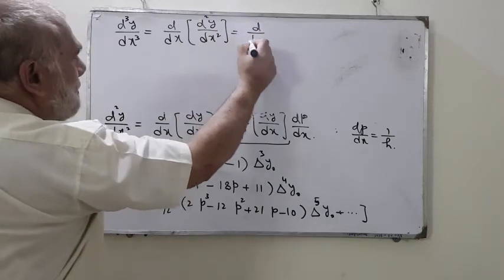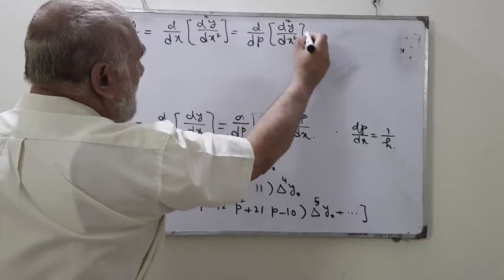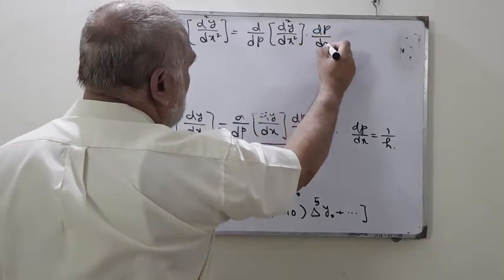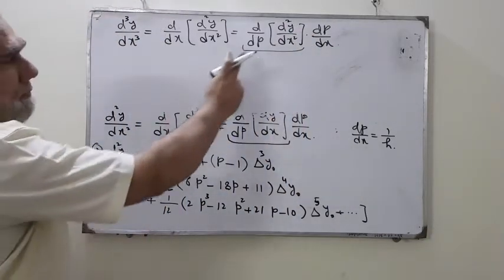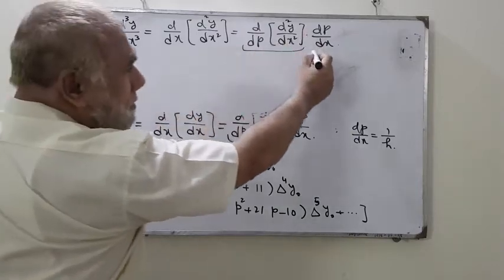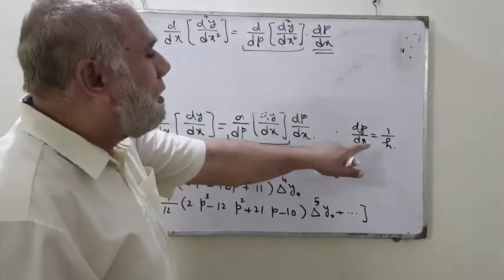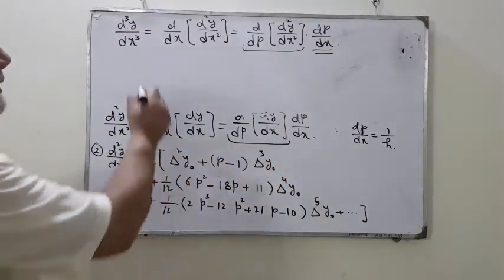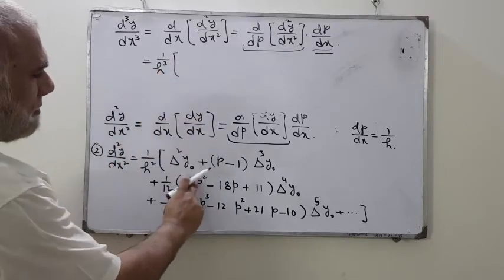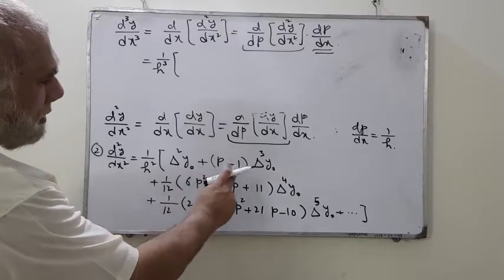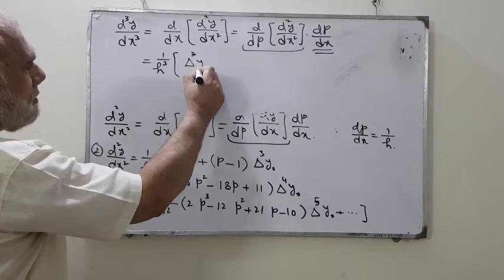and this is equal to d over dp of d2y over dx square, and dp over dx. So again you can see this quantity over here, you have to differentiate it with respect to p, and this quantity was equal to 1 over h, so one more 1 over h will be there. On taking it over here it gives you 1 by h cube, and inside, this term doesn't contain any p, it is giving you 0. From here we get delta 3 y0.